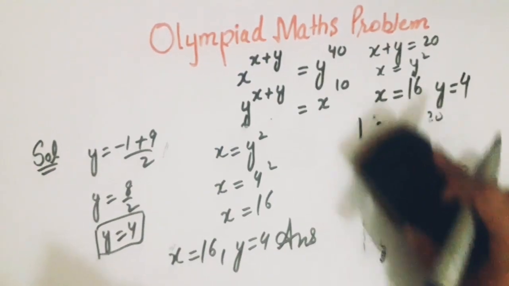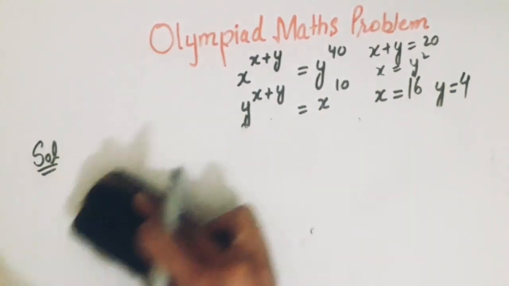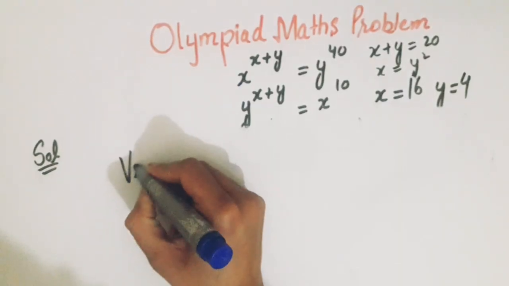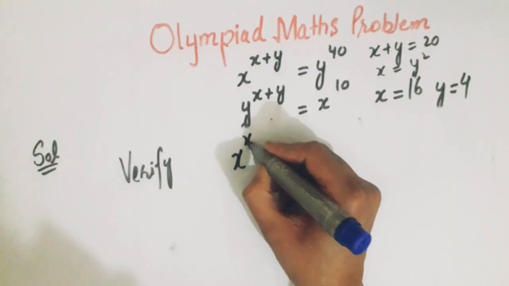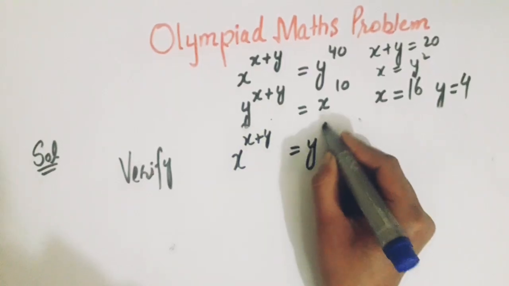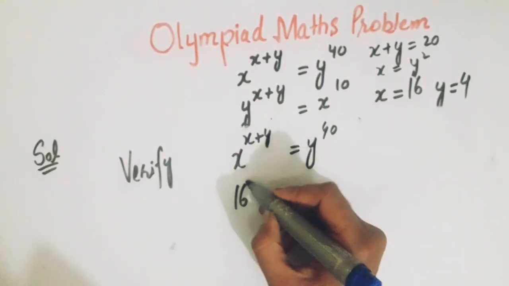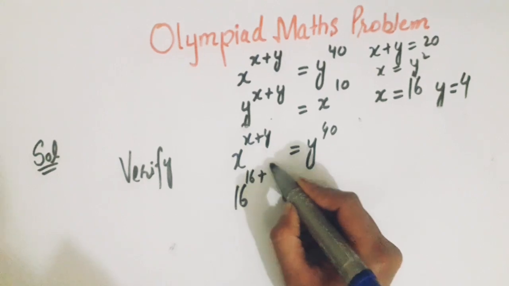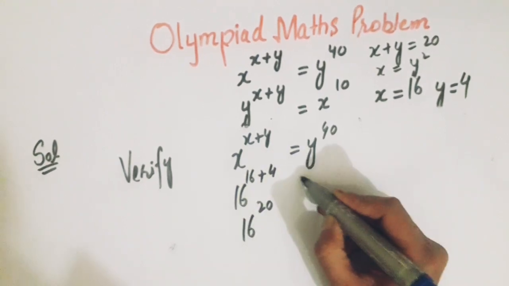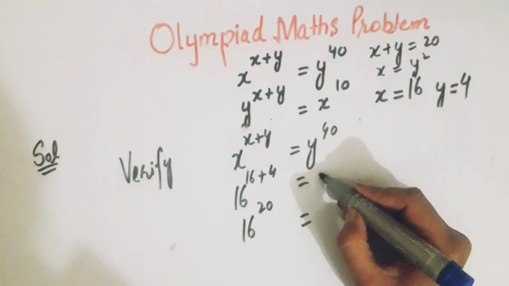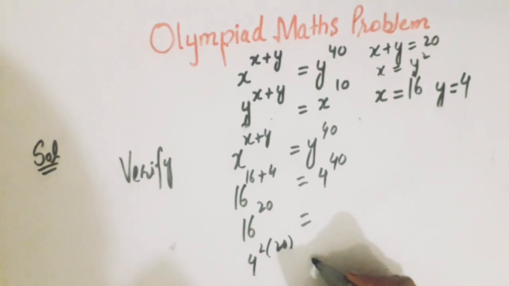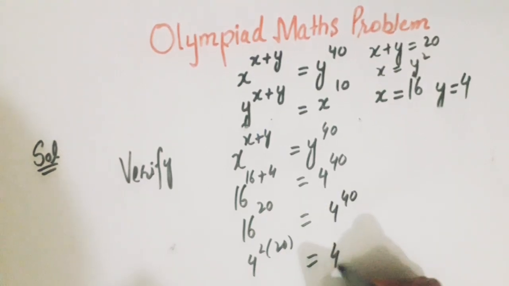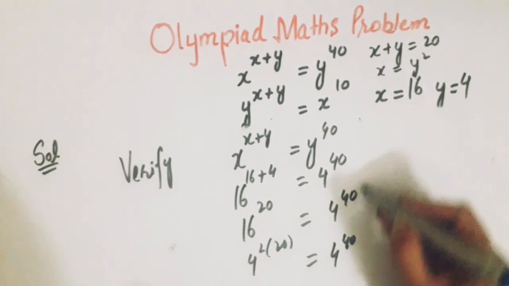Now we will do the verification. For this purpose, we will substitute the values in the original equation, that is x raised to power x plus y equals y raised to power 40. X is 16. So 16 power 16 plus 4, that is 16 power 20. And y is 4 power 40. So 16 can be written as 4 square. So this will equal 4 power 40. So left hand side equals right hand side.